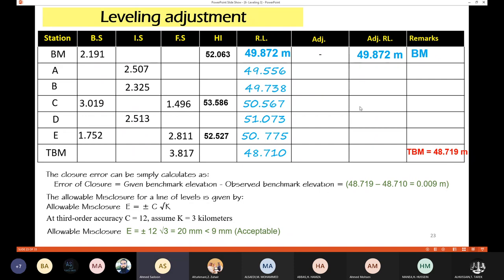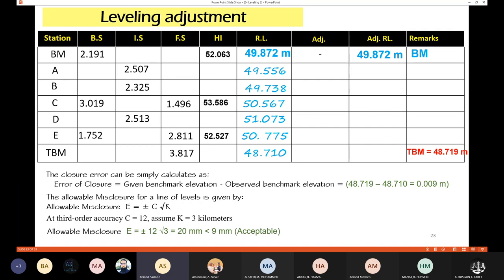And we need to add the adjustment according to the stations. Each and every station is going to take the same value of adjustment. The first station is going to get the same value of adjustment. The second station is going to get the same value of adjustment. And the last station is going to get the same value of adjustment. But the value of adjustment is going to be different from one station to another.